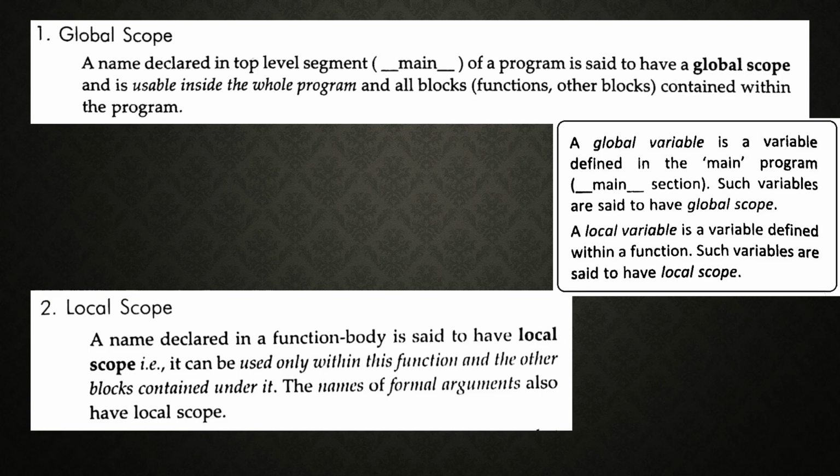First one is global scope. A name declared in the top level segment, that is, outside the function definitions of a program, is said to have global scope and is usable inside the whole program. That means in the top level segment we can use such variables, and inside a block or inside a function we can also use such variables. It is called a global variable, and that particular scope is called global scope.